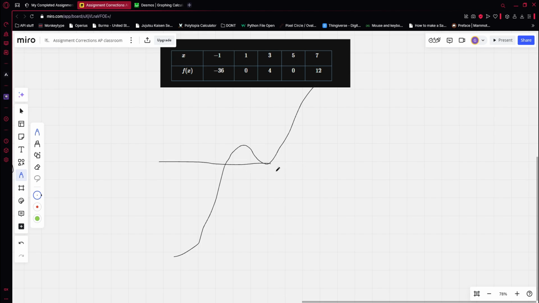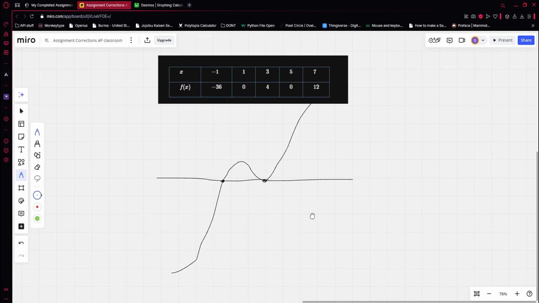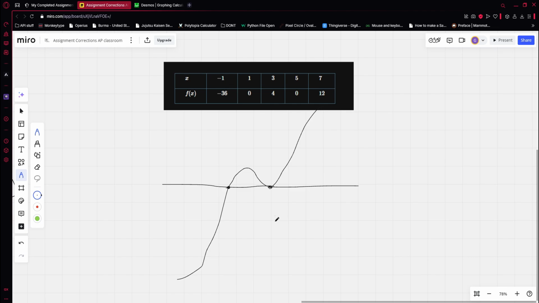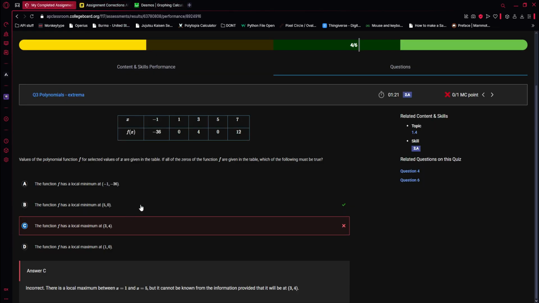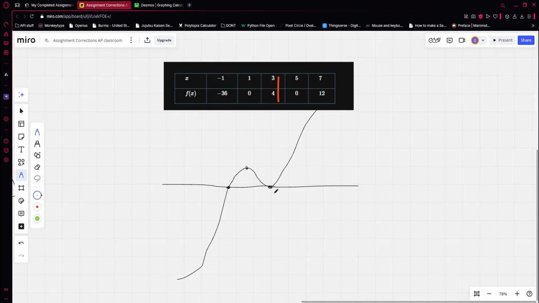Oopsies. Don't have to be precise. We have our point, point. Now, what's really easy to say, and what I did was maximum, right there. 3, 4. Let me switch colors. 3, 4, maximum, right there. Easy. Next question, right? But you have to read. If all the zeros of the function f are given on the table, and also you have to visualize, isn't this a local minimum as well? Well, how are these not both correct?